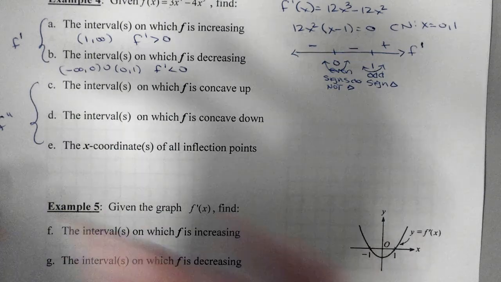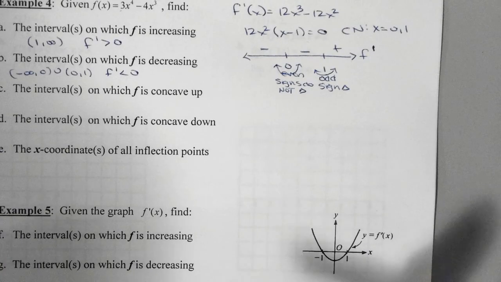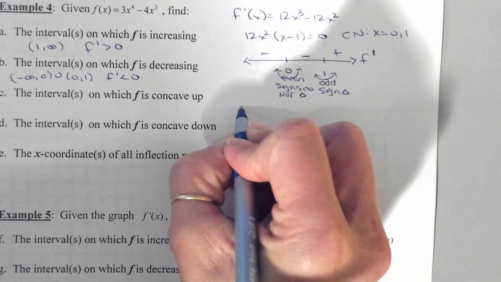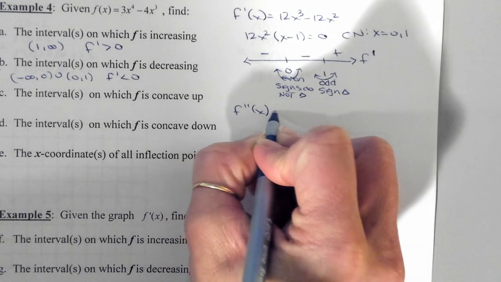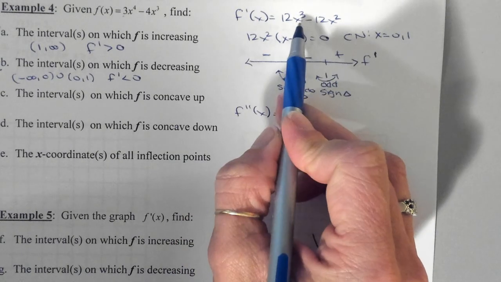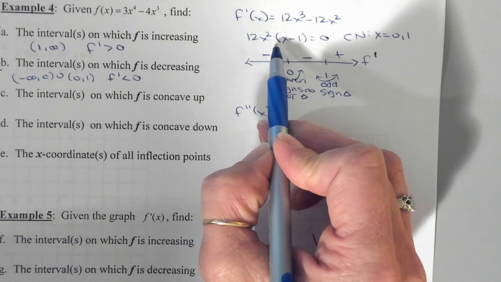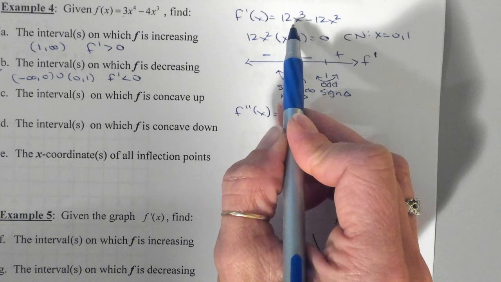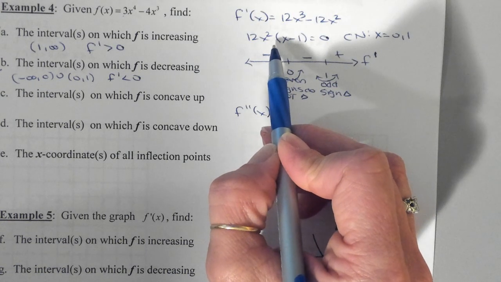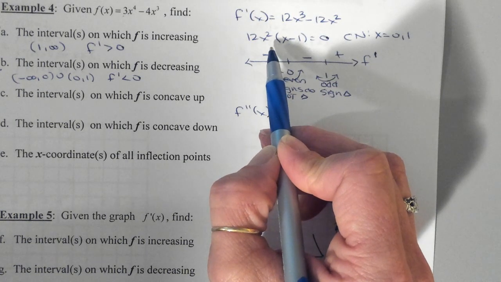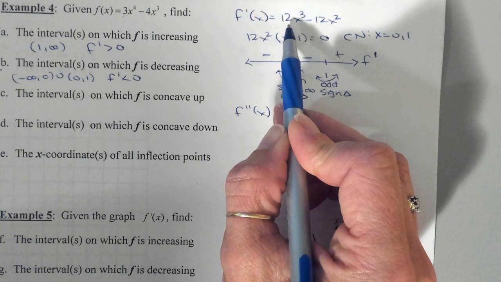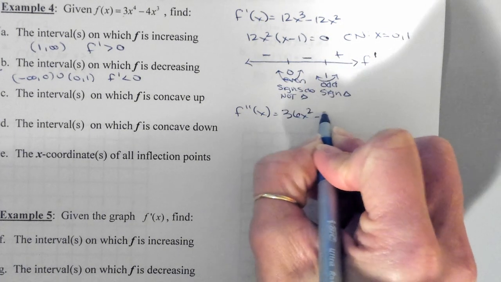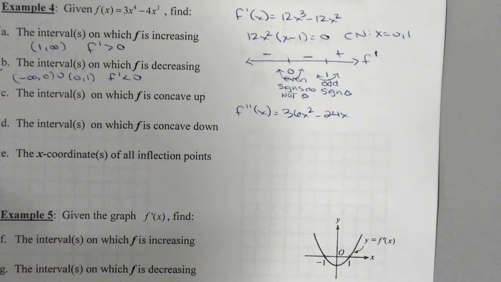So what do I do for concavity? Take the second derivative. So I have f double prime of x is equal to. Should I take the derivative with the first one here or the second one? If I use the second one, I would have to use a product rule. That's a lot of work. Less work, right? So 36x squared minus 24x. Now what?